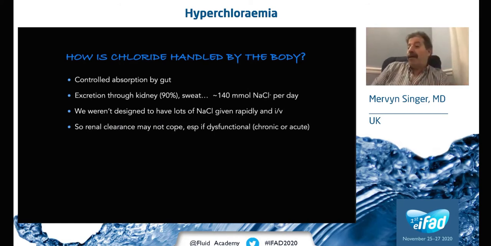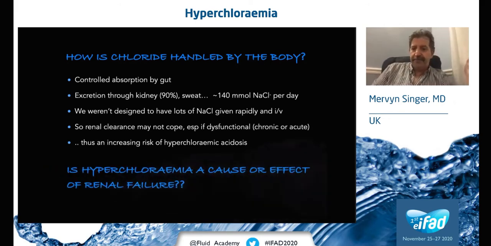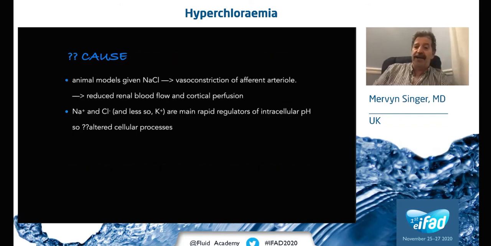And it may be chronic renal dysfunction, acute or acute on chronic. Because of that buildup of chloride, there's a shift in anions and cations. So the patient develops a hyperchloremic acidosis. The doctor gets worried, they're more acidotic, and then they often get more saline because they don't realize the problem is chloride overdose. So my question is, is hyperchloremia a cause or an effect of renal failure?